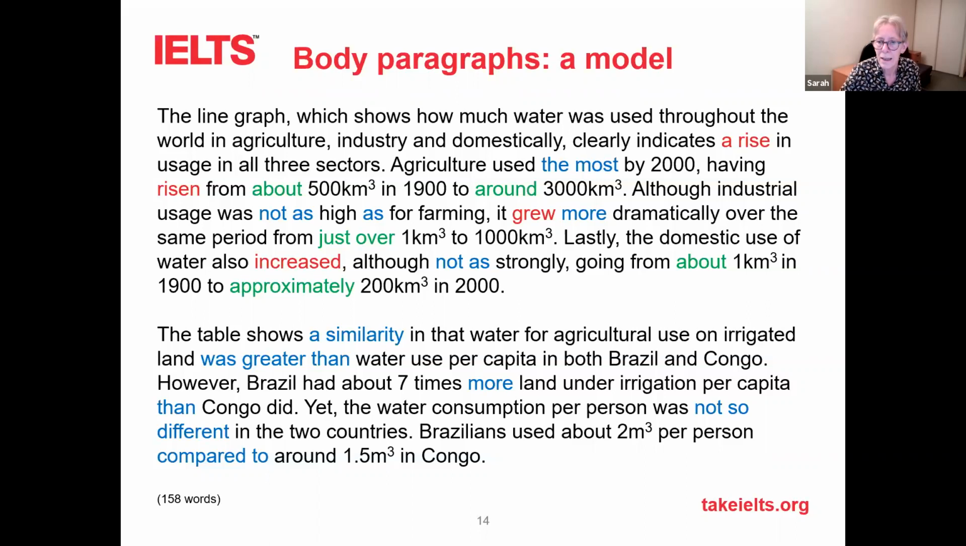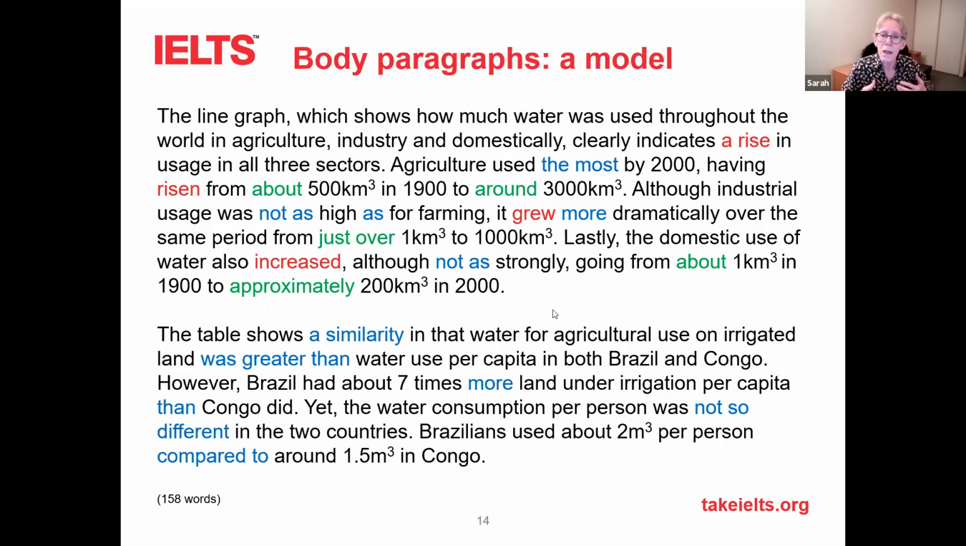Okay, and let's just see what you said. So the language in blue, yes, absolutely. It's drawing comparisons. If you remember the instructions for task 1, it does say make comparisons where appropriate. So if you can, you really should, because you need to have that in for your task achievement. The language in green is the approximations.